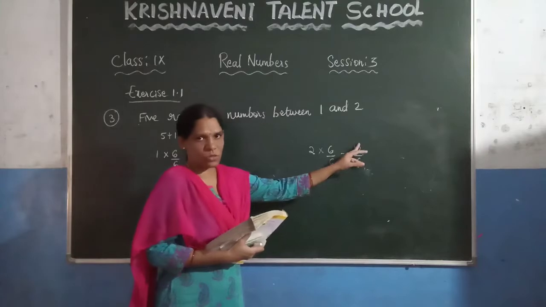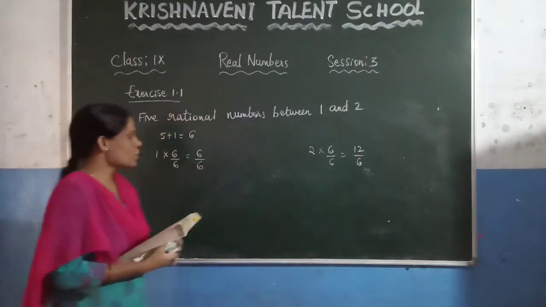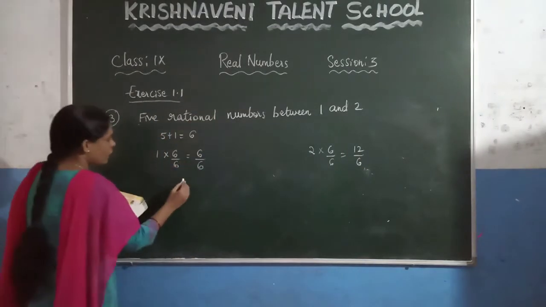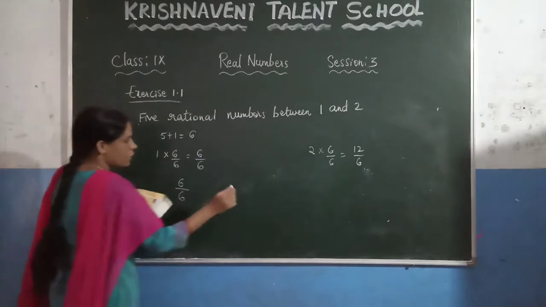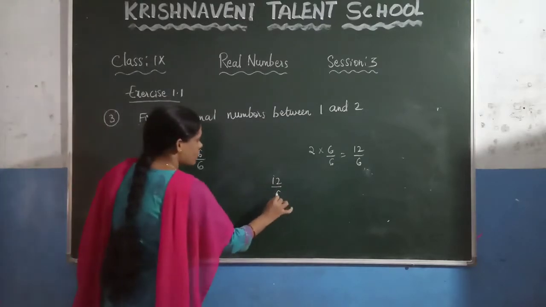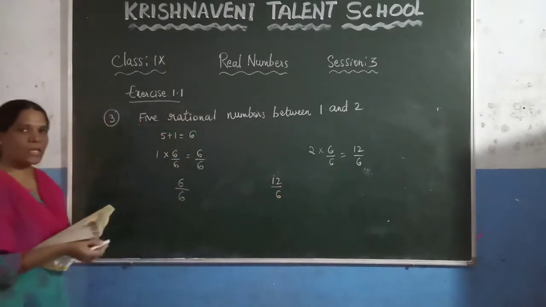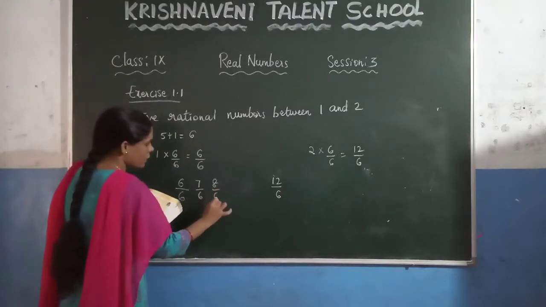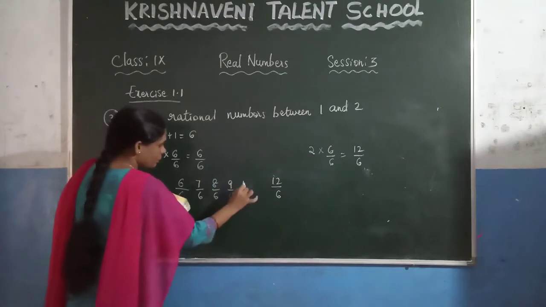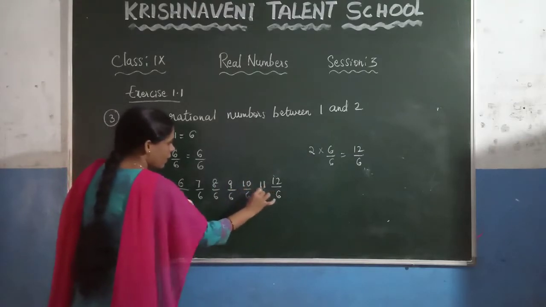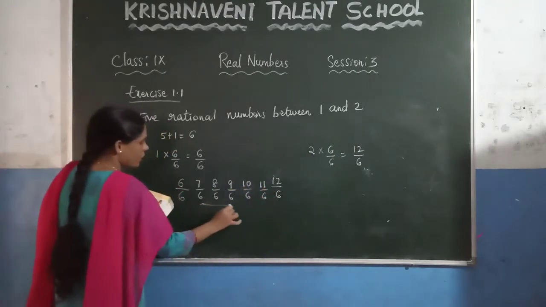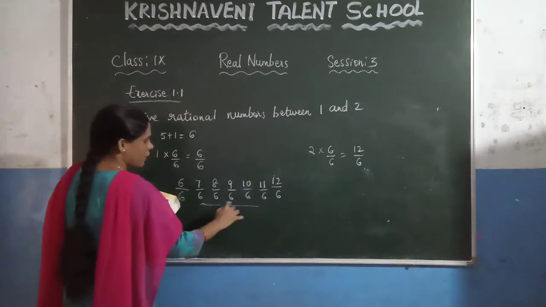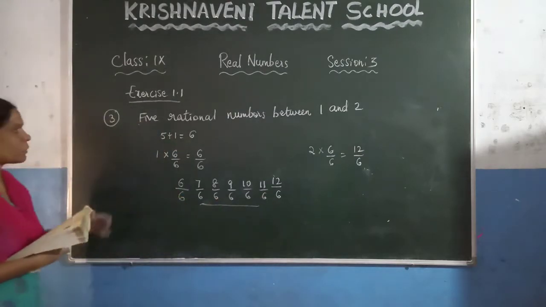6 ones and 6 twos. You can write it as 2. So we have written 1 as 6 by 6 and 2 as 12 by 6. Clearly, in between, how many numbers will be there? The next numbers are 7 by 6, 8 by 6, 9 by 6, 10 by 6, 11 by 6. So how many numbers did we get in between these numbers? 5 numbers. In the question, how many numbers did they ask?